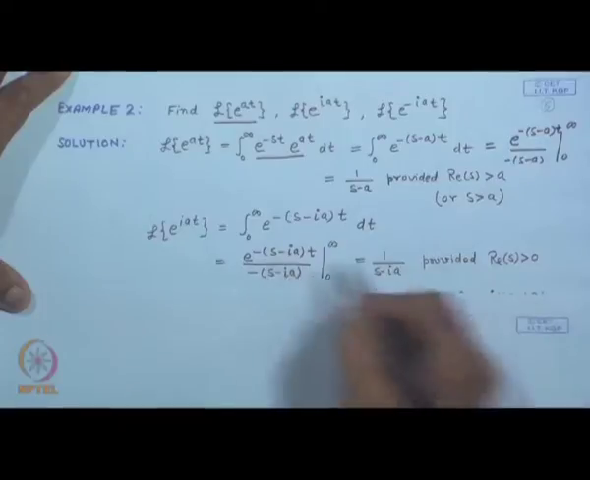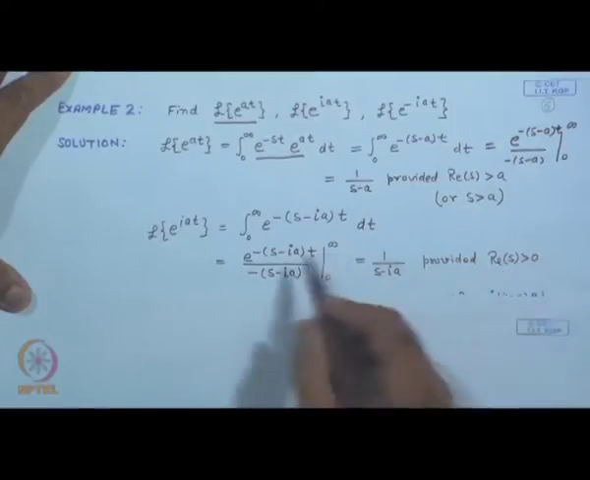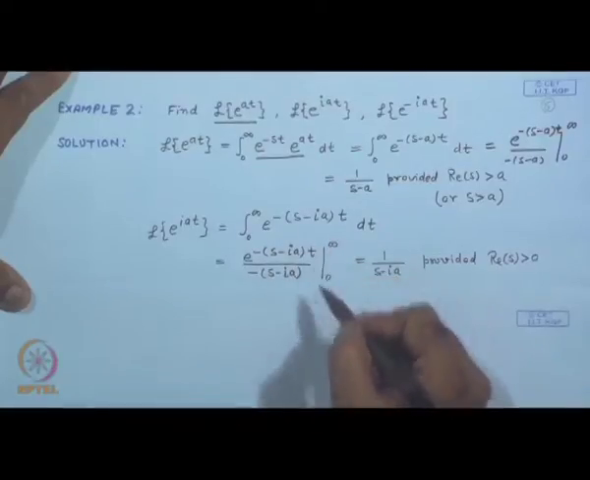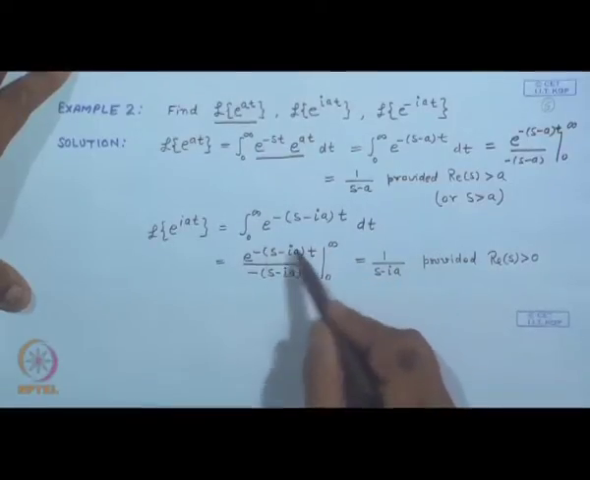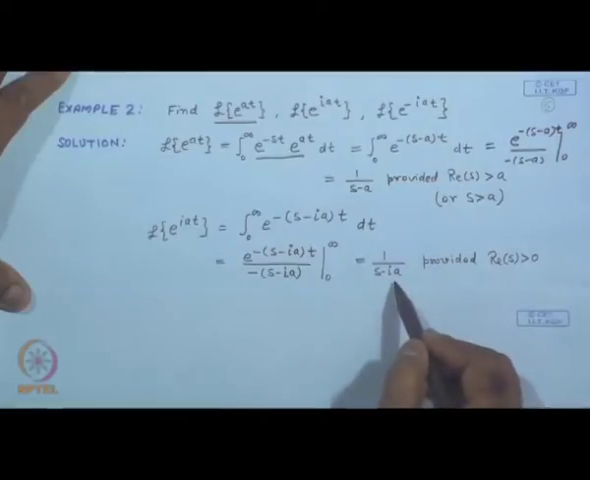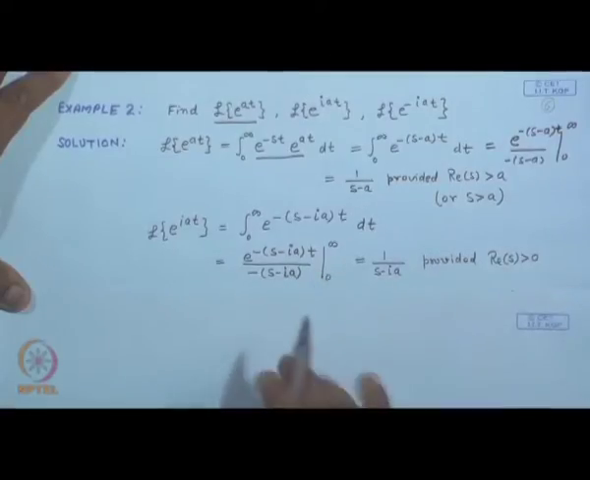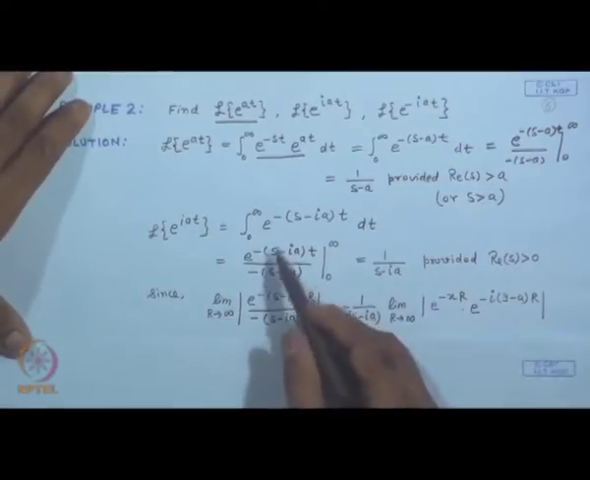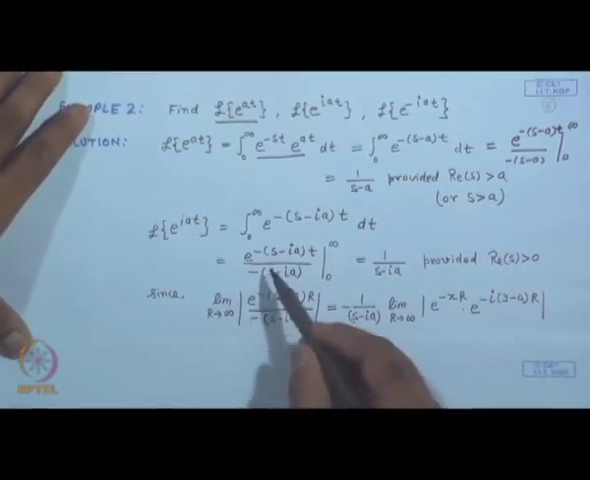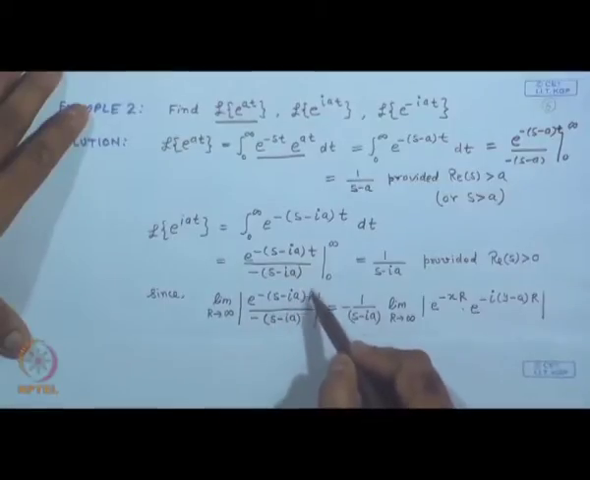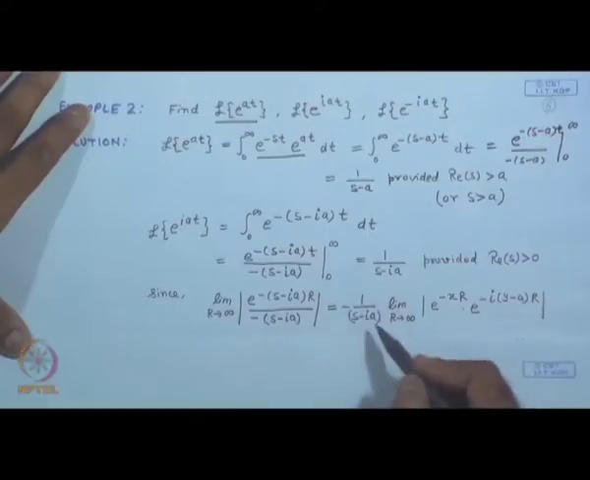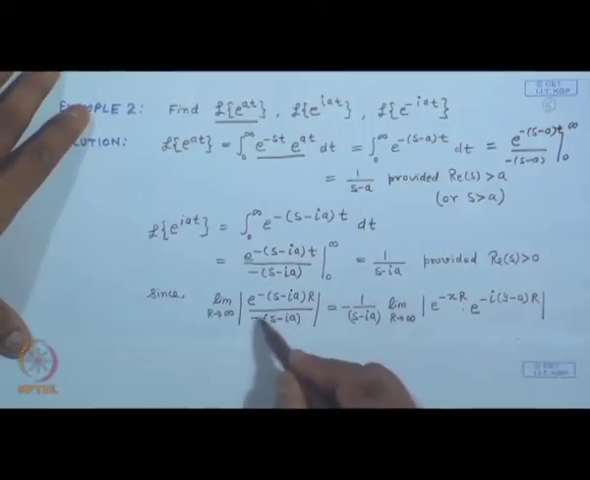And again if we assume that real s is positive, this term will vanish as t approaches infinity, and we will remain again with 1 over s minus a. Well, we can see this once again. So, the limit r to infinity of e power minus s minus ia r over minus s minus ia, how this approaches 0. So, this is anyway independent of r.